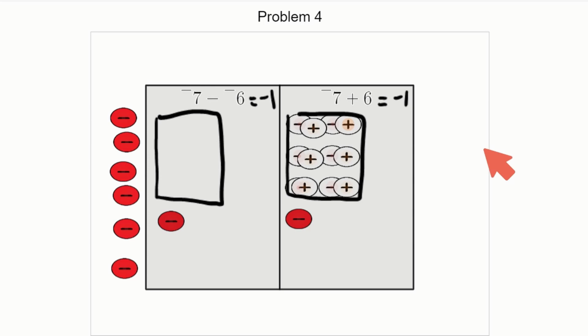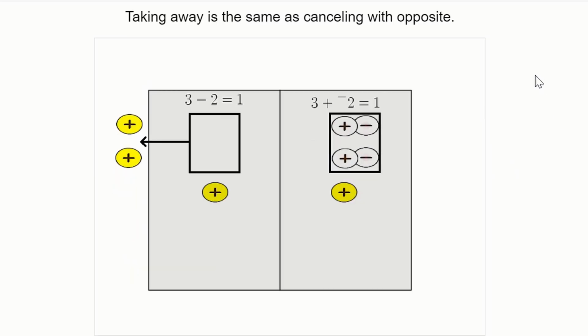So what's the relationship between addition and subtraction? It turns out that taking away is the same as canceling with the opposite. Notice that when we subtract chips, we remove them off the mat and they disappear. But we can have a similar effect if we cancel out. Notice that these pluses and minuses are going to cancel out, turn to 0, and essentially they're also going to disappear. So again, taking away, subtracting makes things disappear, and canceling with the opposite also makes things disappear. So that's the relationship between addition and subtraction.